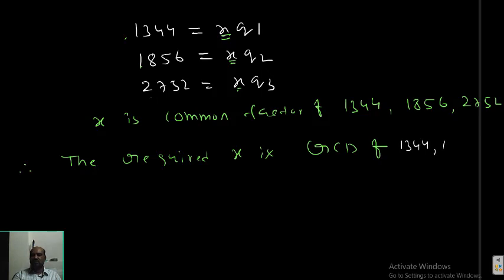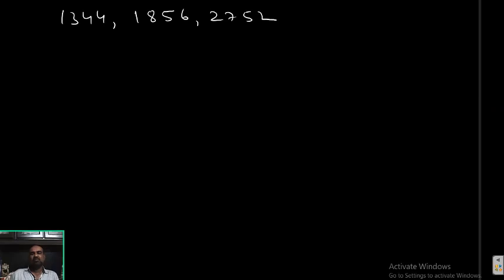1344, 1856, 2752. You want to find their GCD, that is the required number. In any method you can use, you can use the division method or any method. So we use the division method to find their GCD. Now we want to find the GCD of 1344, 1856 and 2752. First of all, I want to find the GCD of these two numbers.